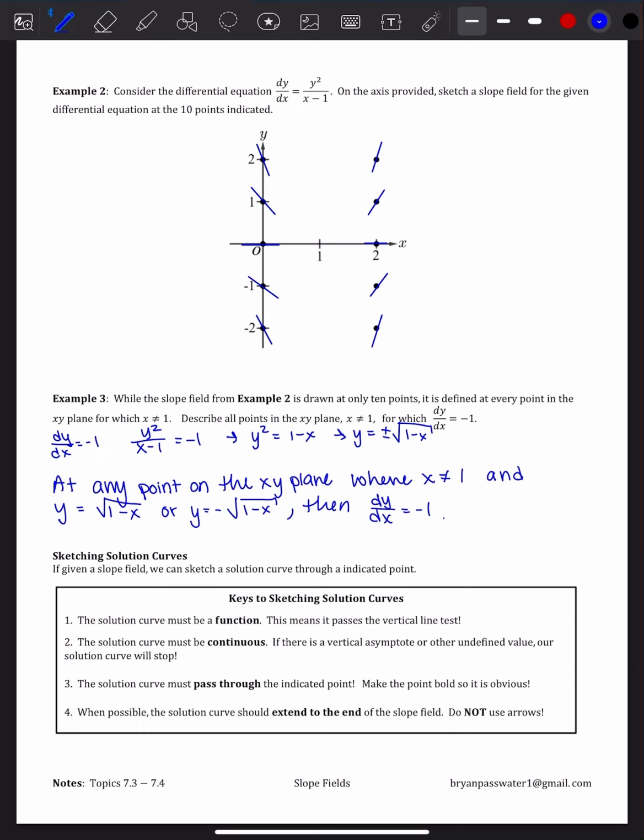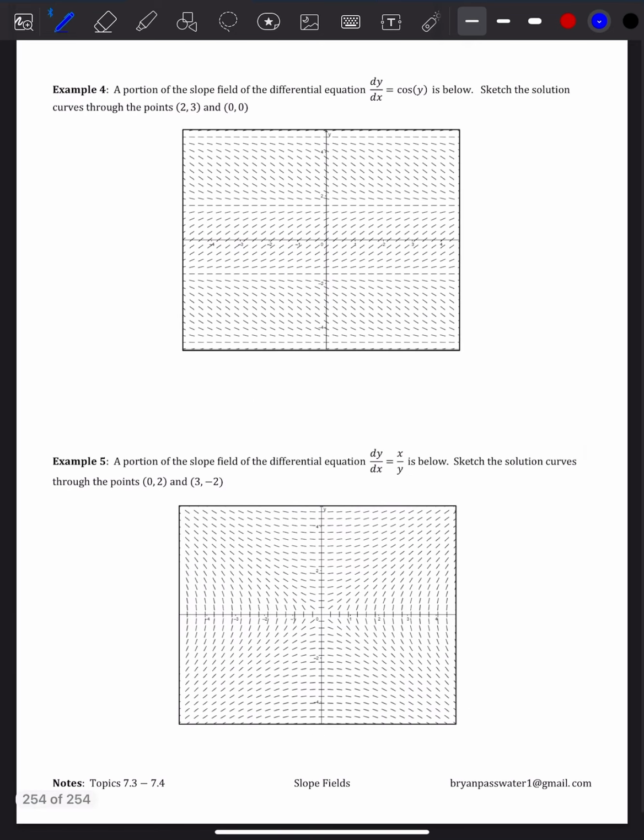If I have to draw a solution curve and I do this, yeah, I might be able to kind of extrapolate what's going on afterwards, but I didn't actually draw a full solution curve. So we kind of want to keep those things in mind when we're looking at these solution curves.